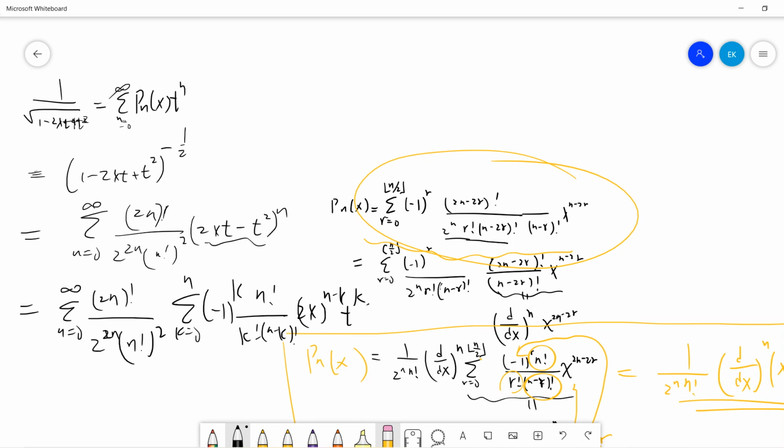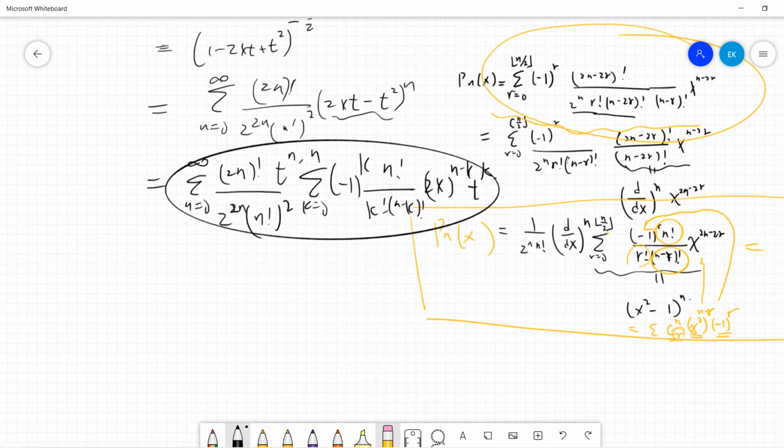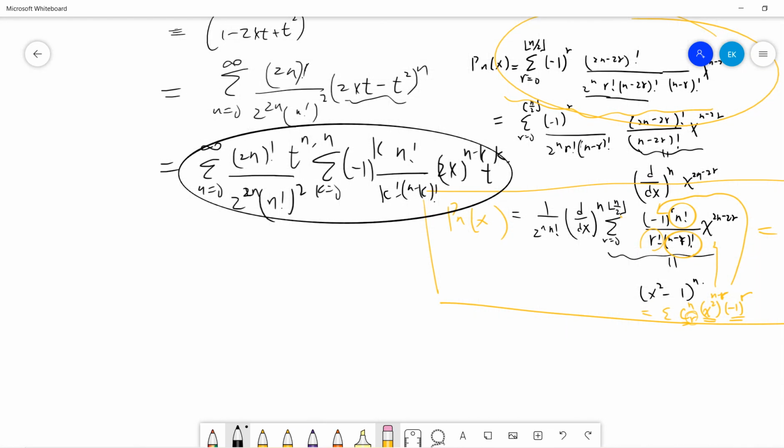Usually the starting point is (2xt) to the n, but there's an extra factor, so I can pull out a t to the n here, and we get this. Sorry for the not-so-good writing. We can combine it with k from 0 to n. The point is that we can rearrange it by changing k to 2k, and the reason is that we need to merge these two powers of t. Let's do it carefully and change this into this.